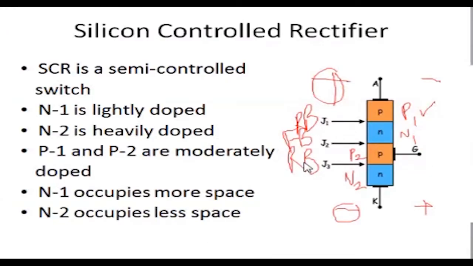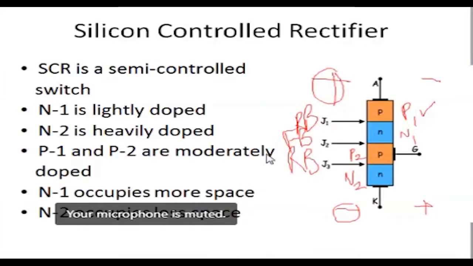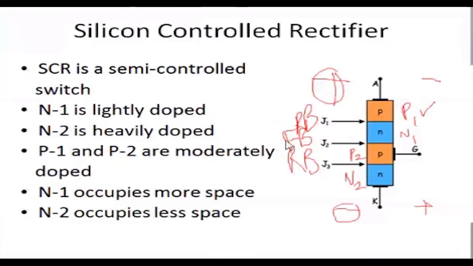But as I said, J3 cannot block even though it is reverse biased. This is a very important point. Even though J3 is reverse biased, it cannot block the voltage. Why? It cannot block the flow of electrons and holes because it is a junction formed between two heavily doped regions. J3 cannot block the voltages. And J2 is forward biased, so it cannot block any voltage or current.